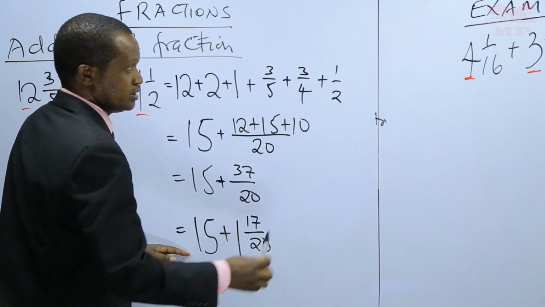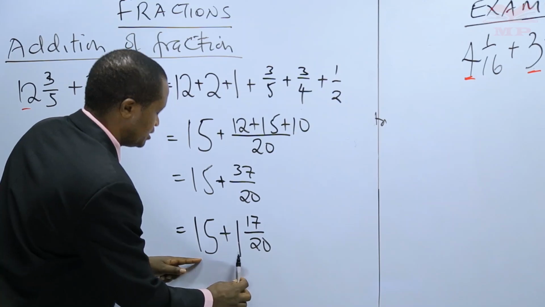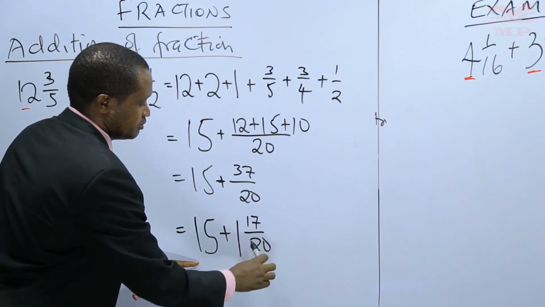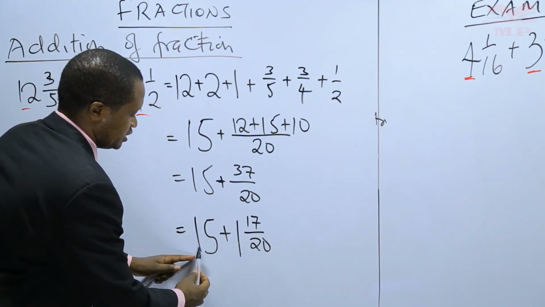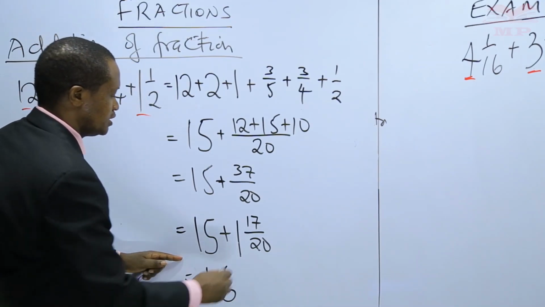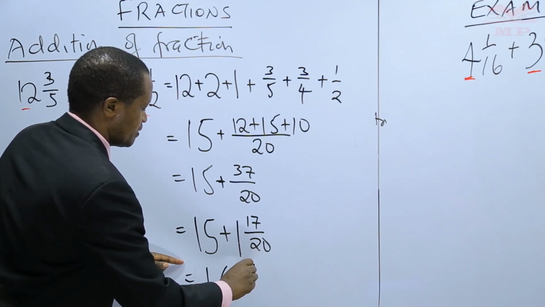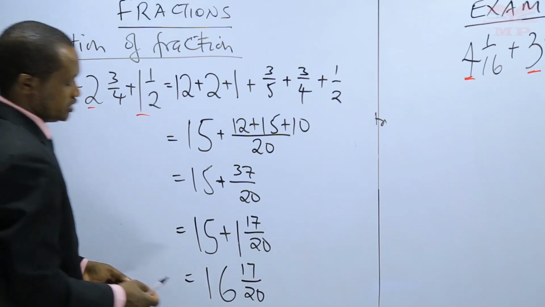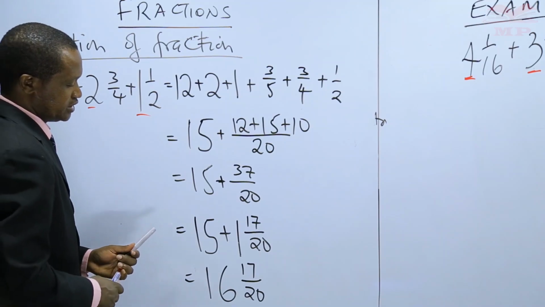So then we add the whole numbers and simplify the fractions. We add 15 to 1. This gives us 16, 17 over 20. 17 over 20 cannot be simplified further. So the answer is 16 17 over 20.